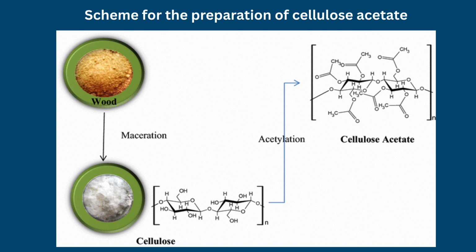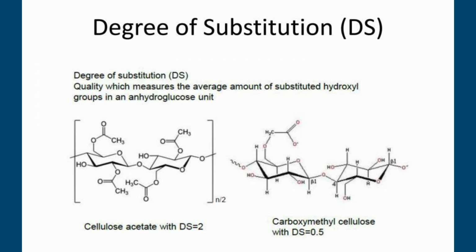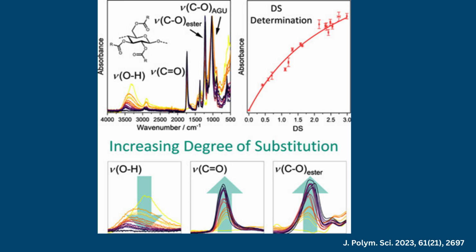The extent of substitution is described by the degree of substitution, which ranges from 0 to 3. The degree of substitution strongly influences the physical properties of cellulose acetate. As acetyl content increases, hydrogen bonding decreases, resulting in lower crystallinity, improved transparency, greater hydrophobicity, enhanced thermoplasticity, and increased solubility in organic solvents. Conversely, lower degree of substitution materials retain greater hydrophilicity and biodegradability.